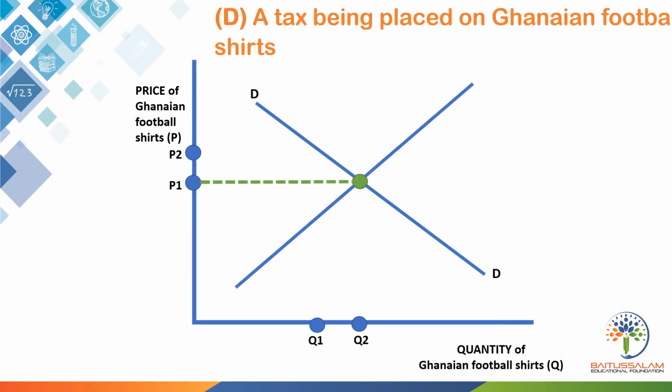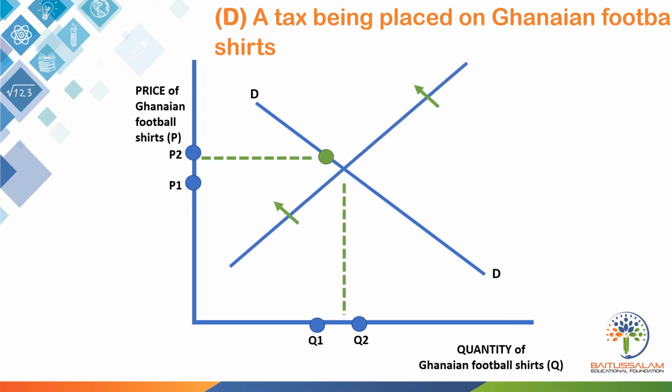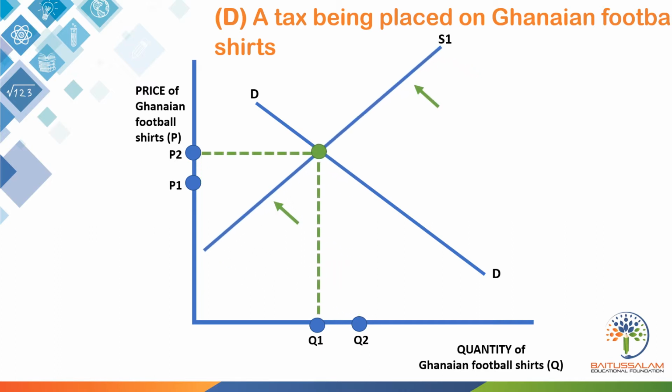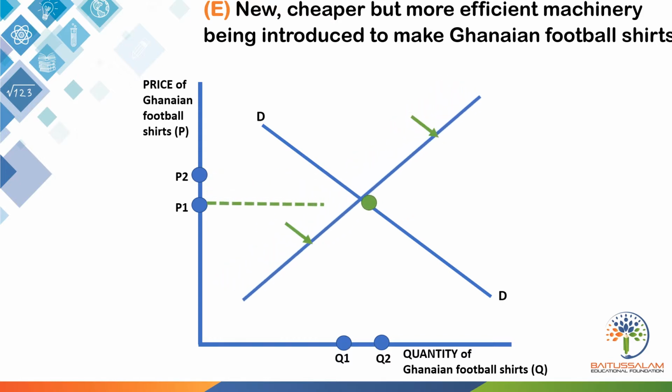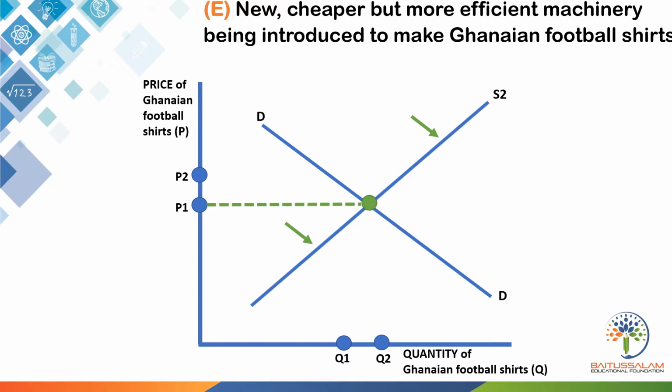D. A tax placed on products causes a decrease in supply. This results in a rise in price and a contraction in demand. E. More efficient machinery will decrease the cost of production, causing an increase in supply. This, in turn, will cause a fall in price and an extension in demand.